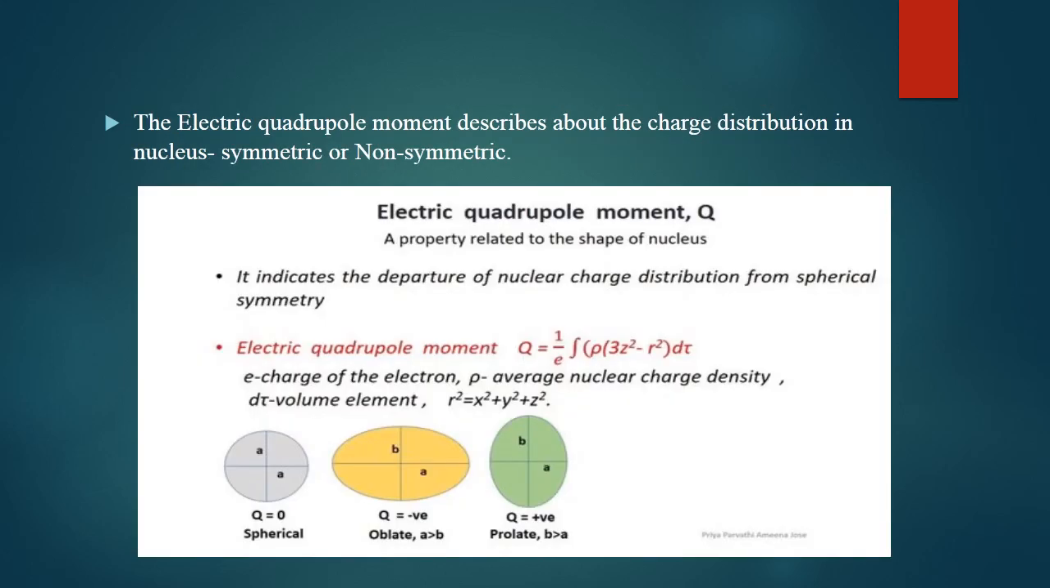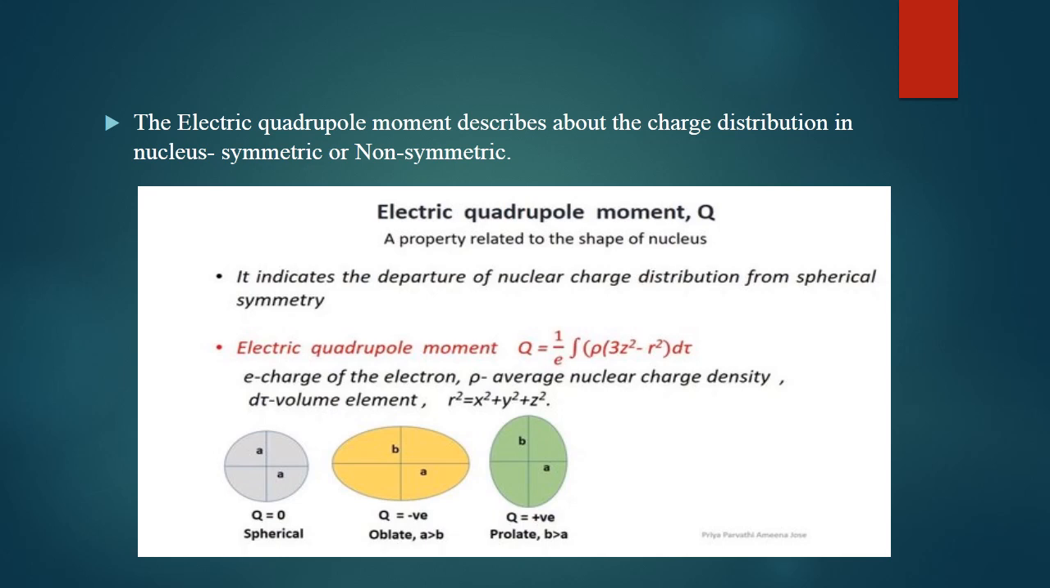And you can see the important parameter called the electric quadrupole moment, which explains the charge distribution of a nucleus, whether it is symmetric or non-symmetric. If the charge distribution is not evenly distributed, there is a presence of electric quadrupole moment. The deviation from spherical symmetry is called the electric quadrupole moment, and any departure of nuclear charge distribution from spherical symmetry. It should have a spherical shape. The charge distribution should be spherical in shape, where Q is equal to 0.